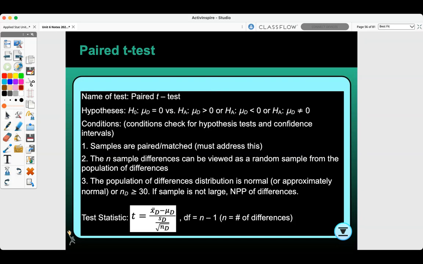The test statistic is t equals the mean of the differences minus the population mean, all over the standard deviation of the differences divided by the square root of the number of differences we have. The degrees of freedom is n minus 1.